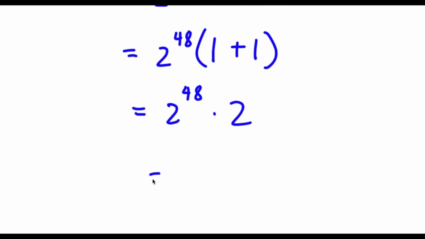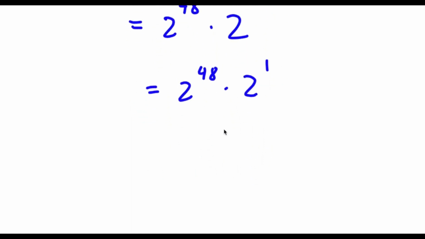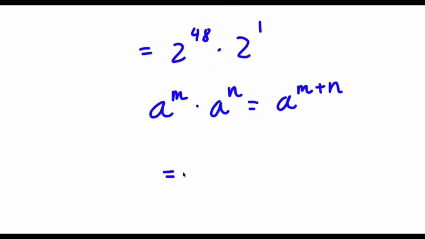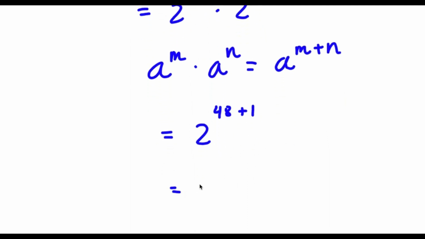Now 2 here is the same thing as 2 to the power of 1. And now if I have something in the form a to the power of m times a to the power of n, this is equal to a to the power of m plus n. So 2 to the power of 48 times 2 to the power of 1 is equal to 2 to the power of 48 plus 1, which is equal to 2 to the power of 49. So this is my answer.